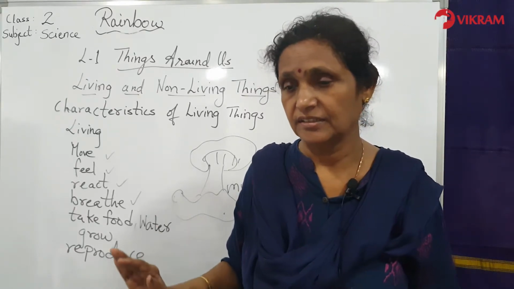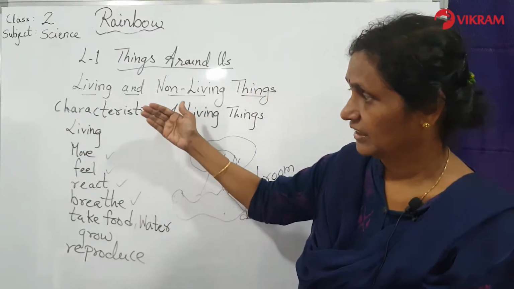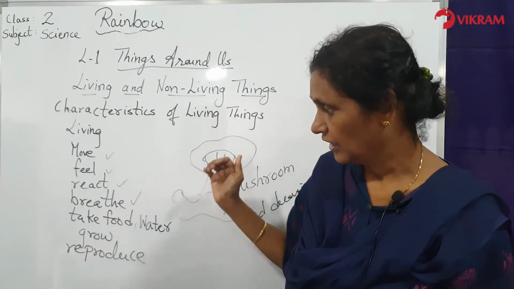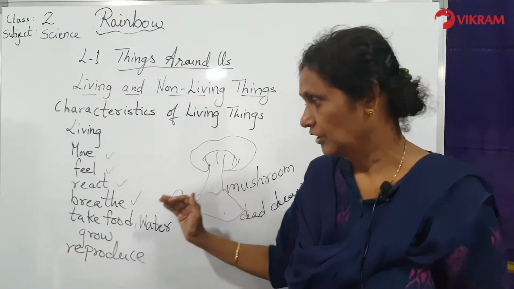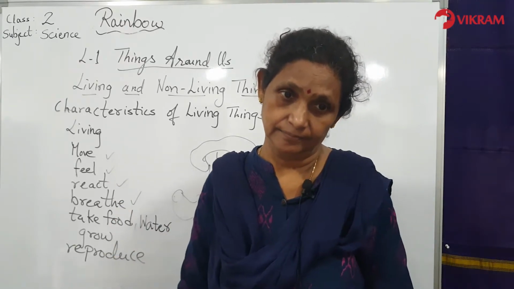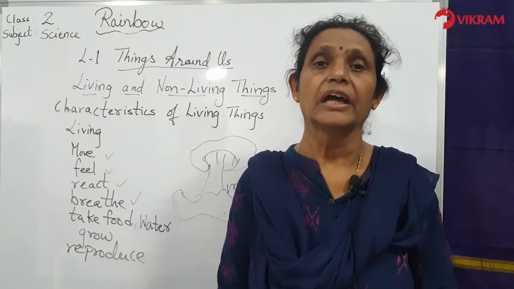So we are understanding the characteristics of living things. Living things can move, they can feel and react, they can breathe, they can take food and water, they can grow and they can reproduce. And one day they will all die. So children, you have learned all these things about living things.